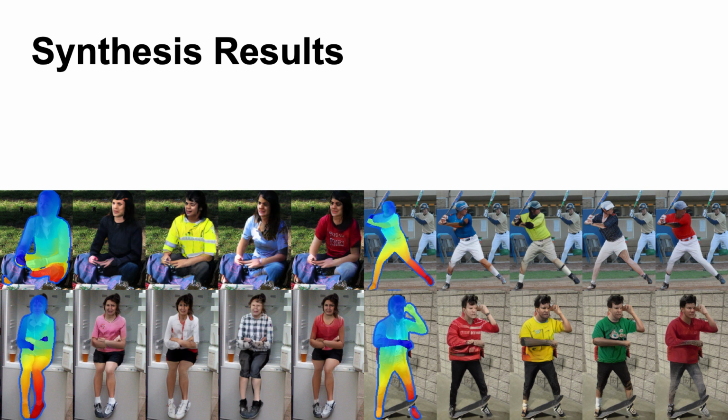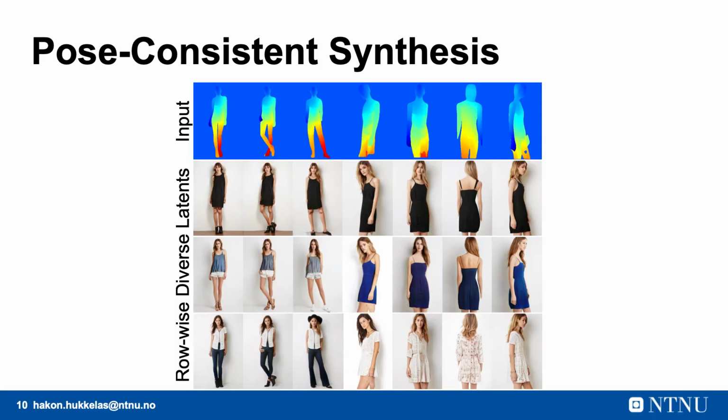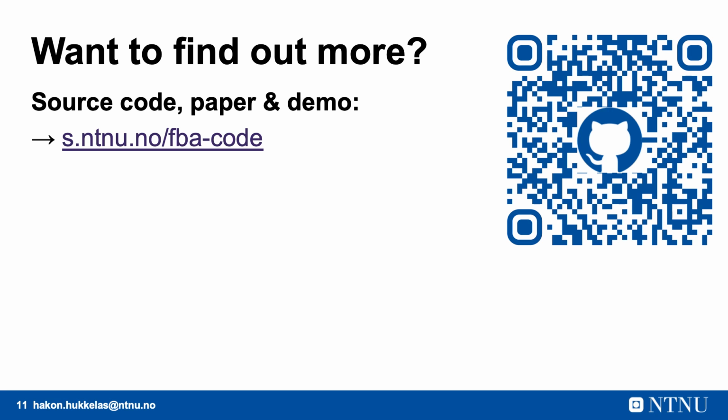Notice that our GAN generates diverse anonymizations that blend perfectly in with the background. We recommend you to check out our paper to see more generated examples. Finally, we show that VSAM improves synthesis consistency between poses on the DeepFashion dataset. If you want to find out more, please check out our open source code or come by our poster. Thank you for your attention.